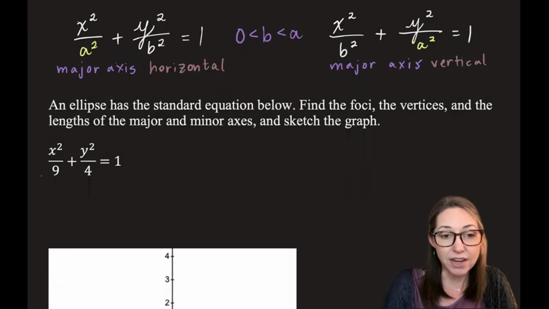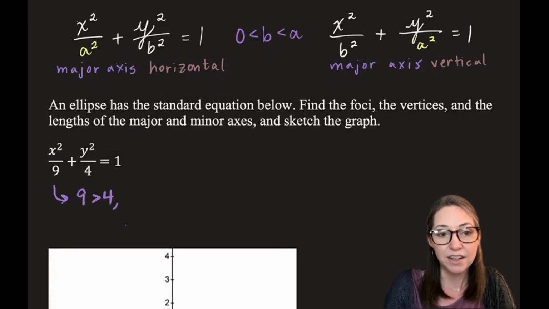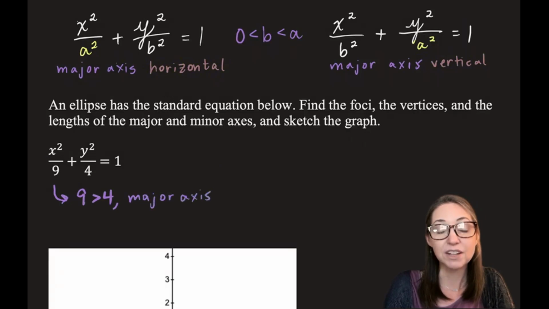So we look at 9 and 4, comparing those, 9 is bigger than 4. Because 9 is bigger than 4, that tells us that the major axis is horizontal along the x-axis. The major axis is horizontal because the larger number is under the x squared.